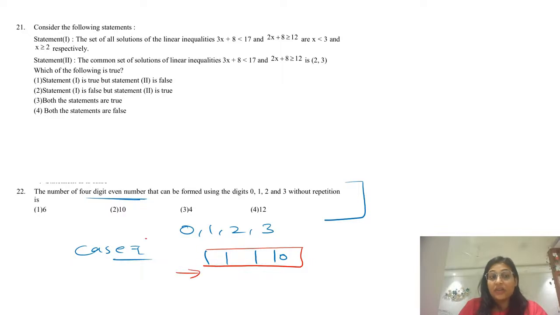What is the condition given here? The number would be an even number. So here two even digits are there, 0 and 2. So first, either the number can end with a 0 or 2. So we always start from the right side.